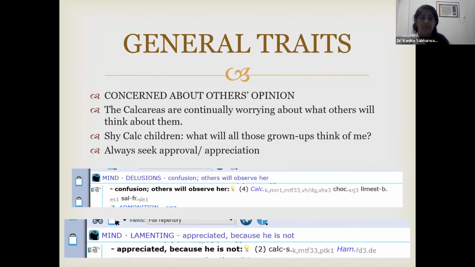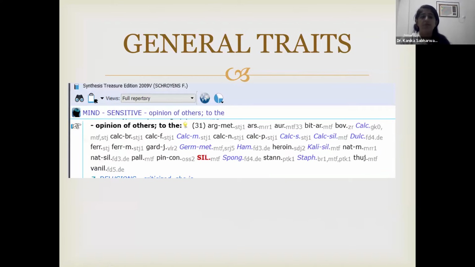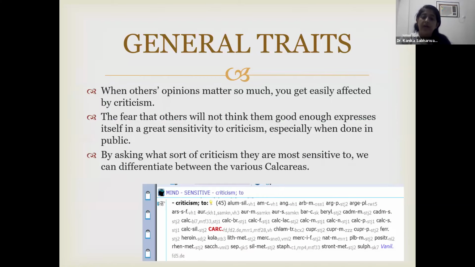Alright. Going back, those of you who don't know, limestone is a rare remedy which is also a calcarea salt. Okay, just to draw your attention. Sensitive to opinion of others. Now just look at how many calcarea salts are in this rubric. Just look, almost all. That tells you how strong this theme is. As we discussed in our introduction, when one is concerned about others' opinion, they become all the more sensitive to criticism. Now, again, here you can see we've shown you this before. Baryta, beryllium, calcarea, all of them.